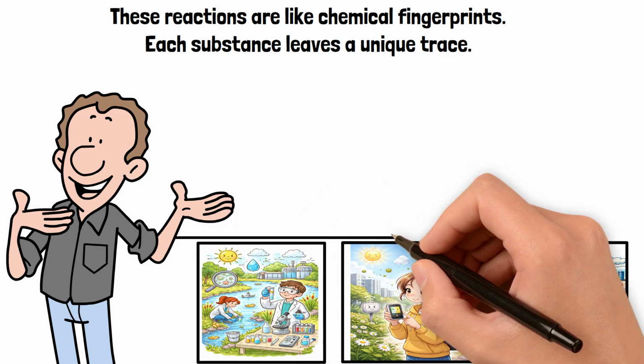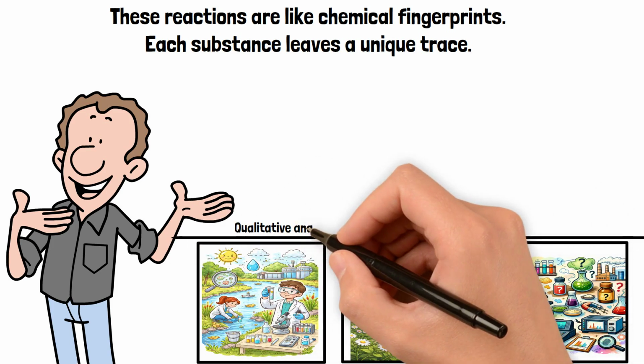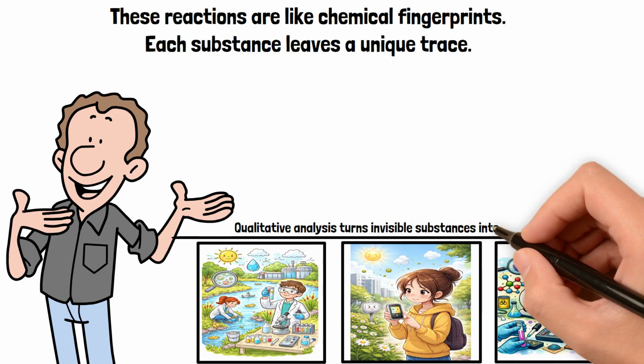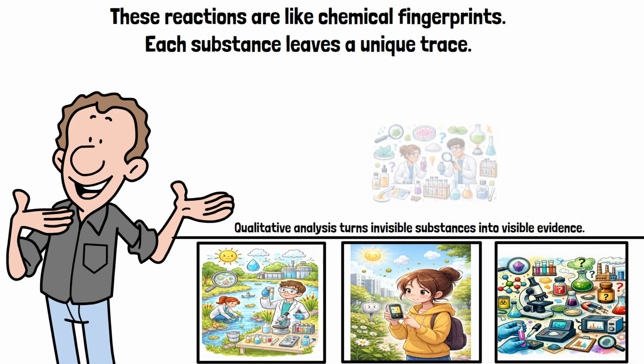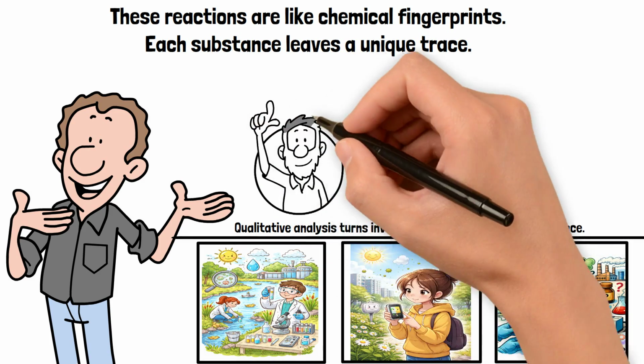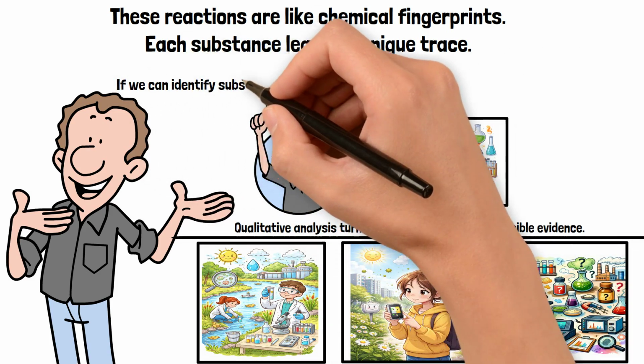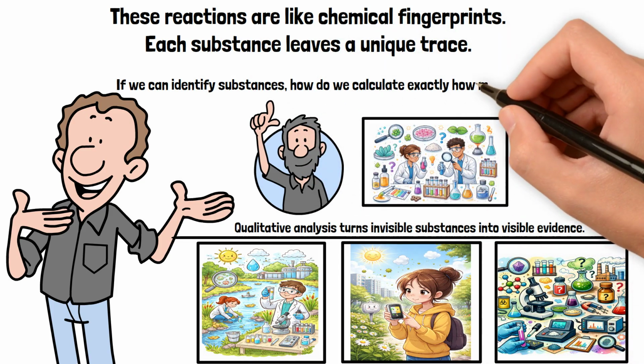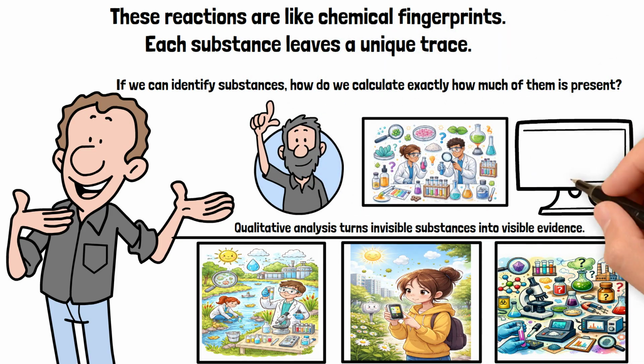Before we wrap up, zoom out for a moment. Qualitative analysis turns invisible substances into visible evidence. It's chemistry's way of asking questions and getting clear answers. And that leads to the next question. If we can identify substances, how do we calculate exactly how much of them is present? That's exactly where we go next.